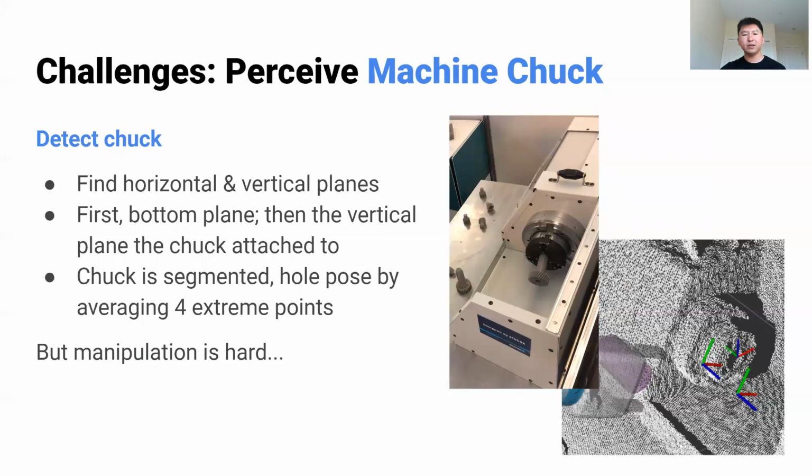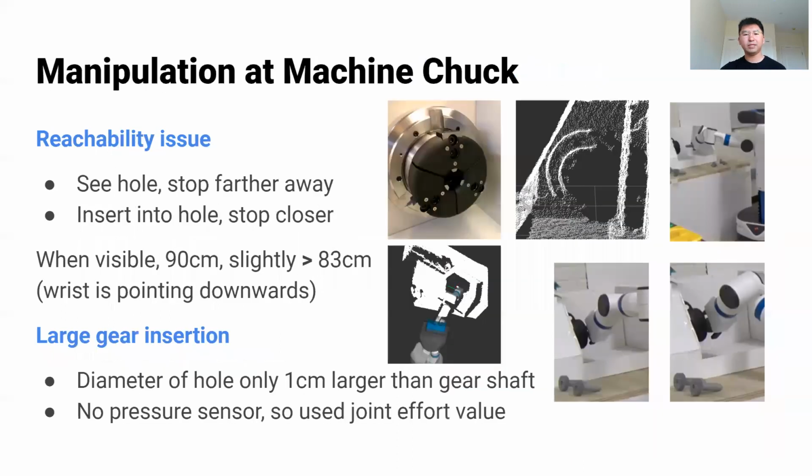To find the position, we look for horizontal and vertical planes. We first find the bottom plane of the machine, and then the vertical plane the chuck is attached to. Once the chuck is segmented, we found the pose of the hole by averaging the four corners of the rightmost plane. However, the hard part was manipulation.